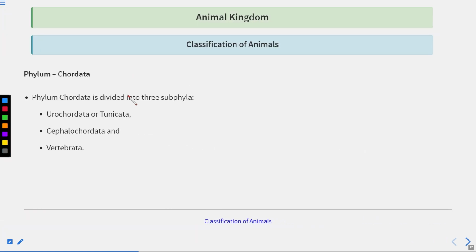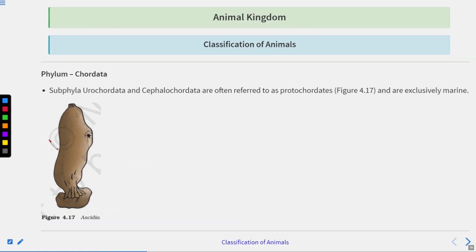Phylum Chordata can be divided into three subphyla: Urochordata or the Tunicata, Cephalochordata and Vertebrata. So these are the three subphyla of the Chordata. We have started the Chordata right now, right? Now let us see their different subphyla. The first one is Urochordata.